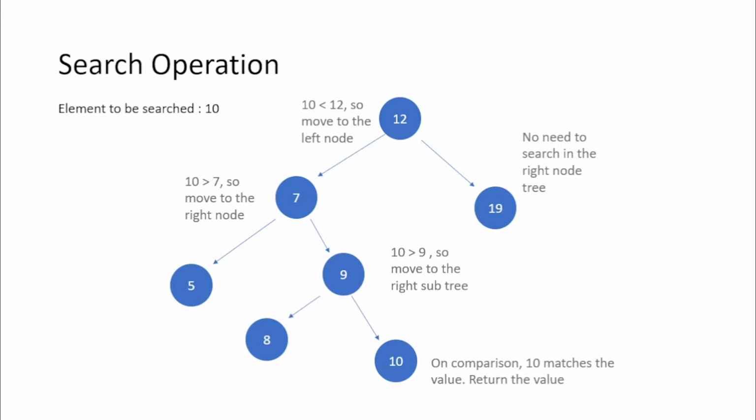So it goes to 7 and it sees that 10 is greater than 7. So it goes to the right node, because the right nodes will have values greater than 7, and obviously 10 is greater than 7. Then it reaches 9 and still sees that the target value is greater than 9. So again it goes to the right node, and now on comparison the value of the target matches the value present in that node, which is 10. So that value is returned. This is how the search operation in a binary search tree takes place.